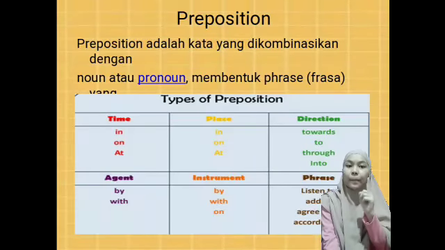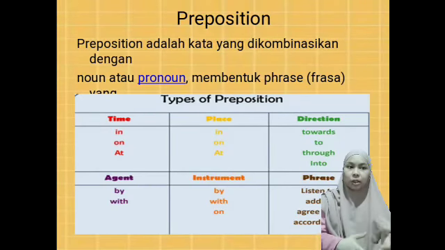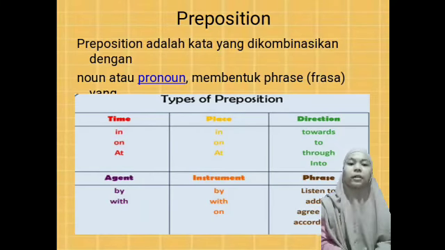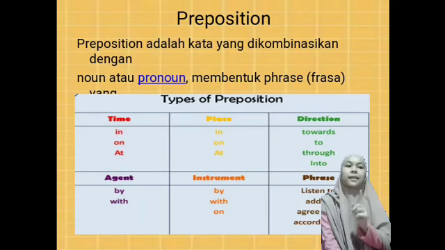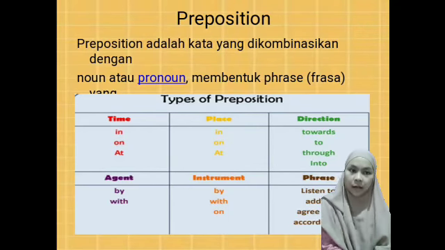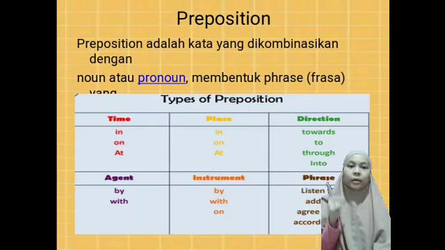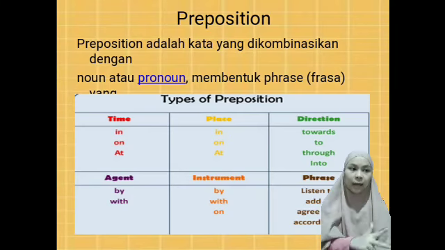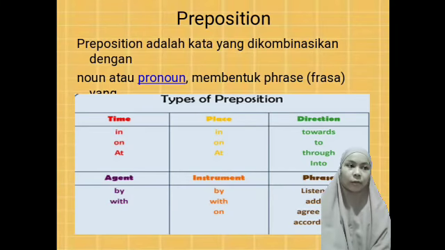And the next is preposition. Preposition is combined with a noun or pronoun to make a phrase, and this is used to explain a verb or noun or even an adjective. So there are some types of preposition. First is preposition of time. We can use in, on, at, and then preposition of place, that is in, on, at.